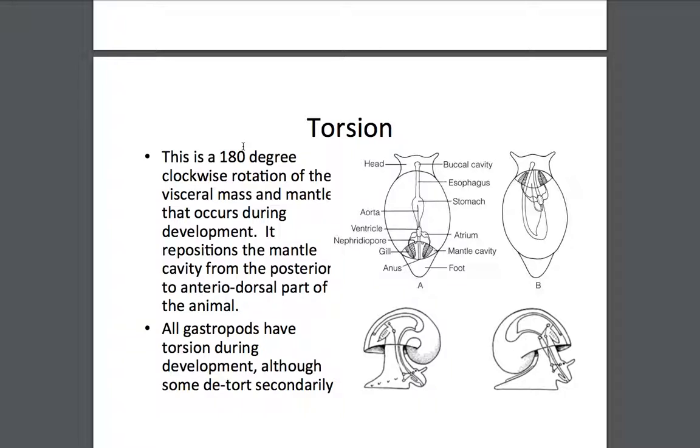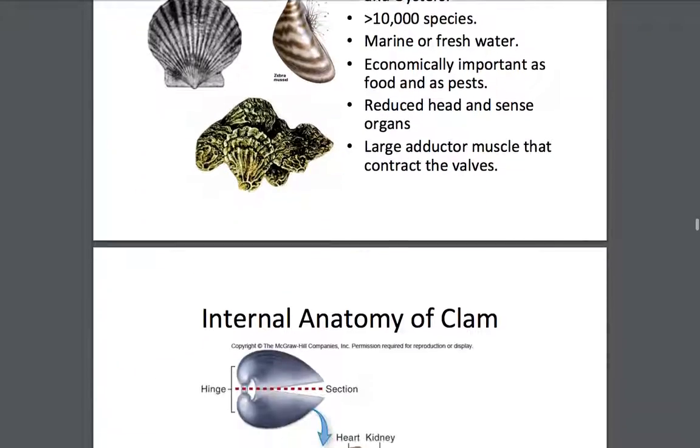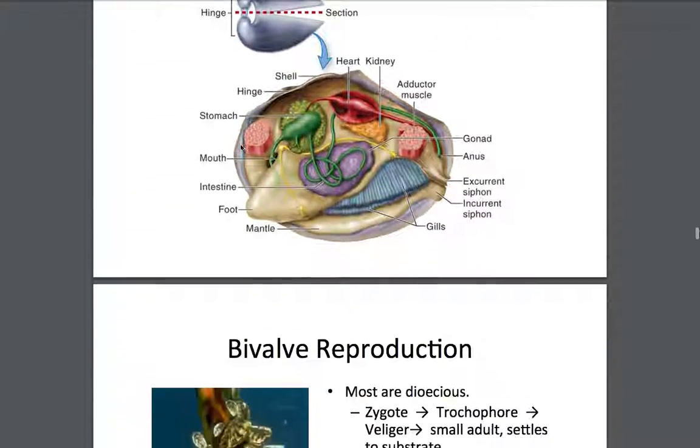Torsion is what makes a snail a snail. This is what makes a gastropod a gastropod: the fact that the mantle cavity has shifted from being posterior to being anterior. But they all still have the same sort of things that you see in other mollusks as basic parts of the mollusk body plan. They've got trochophore larvae.